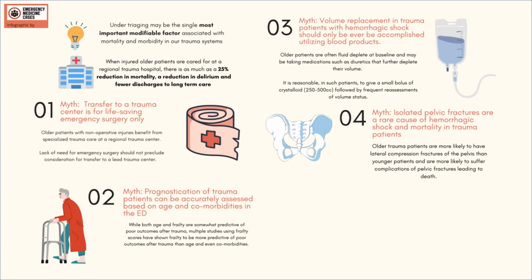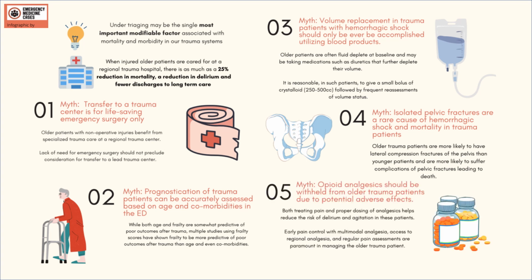Use blood and fluids. Then, isolated pelvic fractures are a rare cause of hemorrhagic shock and mortality in trauma patients. Well, older osteoporotic patients may have severe pelvic trauma sometimes, so think of that. Opioid analgesics should be withheld from older trauma patients due to potential adverse effects. It's a double-edged sword, as we talked about: too much and they might become delirious, too little and they might also become delirious. You have to treat them, but start low, go slow, and oftentimes they have to be admitted. Make sure they can mobilize. If they can't, then you have given too little.